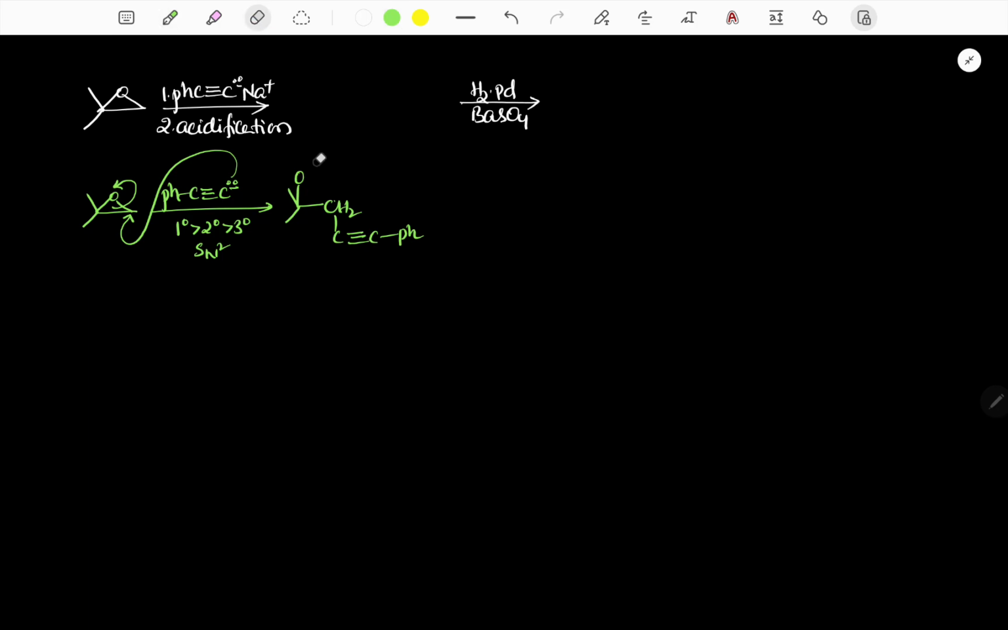O- will form, of course, here. And after acidification, the corresponding product is like this. So this is our final product. Now we got this product here. Now it is treated with H2, Pd/BaSO4. So it is called Lindlar catalyst.